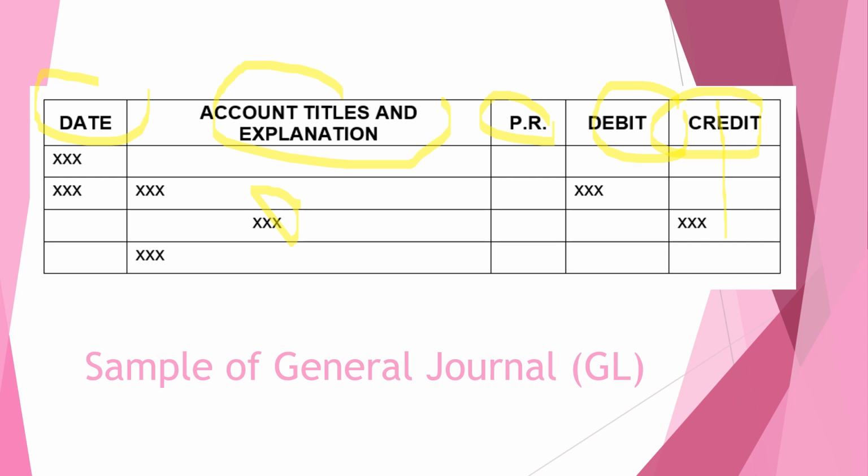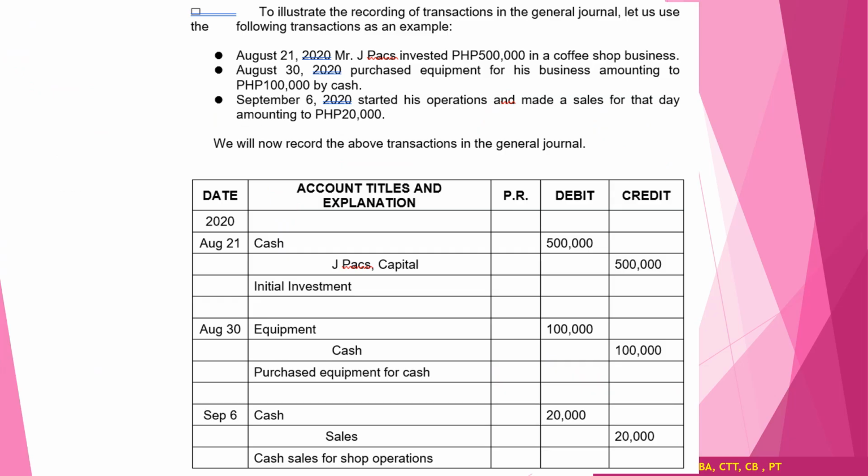So next slide will be the sample of a general journal. So here is the example. To illustrate the recording of transactions in the general journal, let us use the following transaction as an example. So August 21, 2020, Mr. J. Pax invested 500,000 in a coffee shop business.